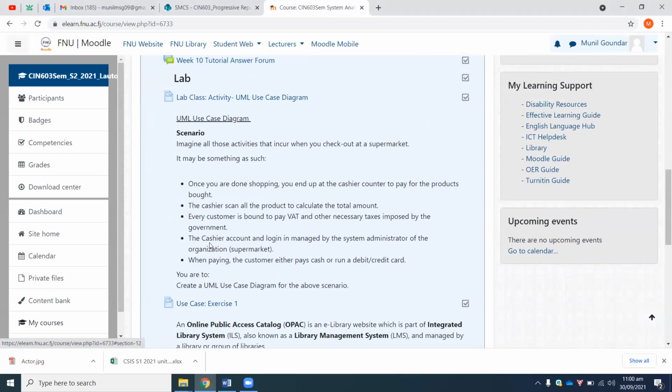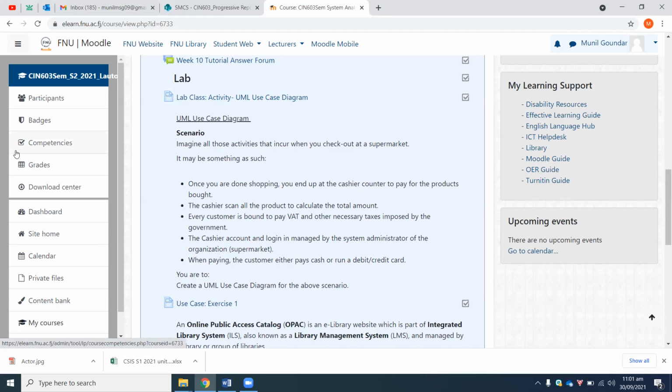First one says: imagine all those activities that occur when you check out at a supermarket. It may be something such as this. Once you are done shopping, you end up at the cashier counter to pay for the products you bought. The cashier scans all the products to calculate the total amount. Every customer is bound to pay VAT and other necessary taxes imposed by the government. The cashier account and login is managed by the system administrator of the organization, the supermarket in this case. When paying, the customer either pays cash or runs a debit or credit card. You are to create a Unified Modeling Language use case diagram for the above scenario.